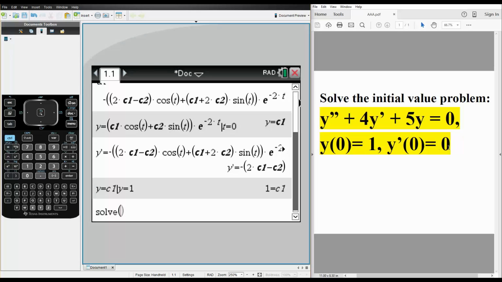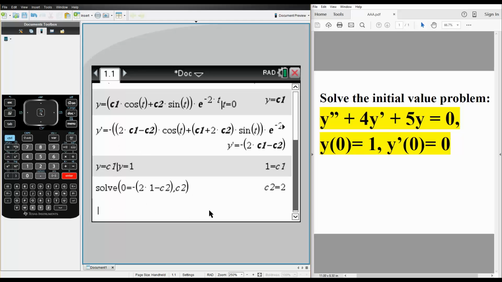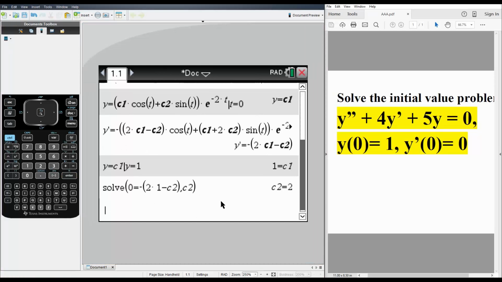For this, the answer is going to be 0. So we can say that 0 is equal to this equation right here. So it's going to be minus parentheses 2 times c1. C1 we know is 1, so we'll just write 1 here, minus c2. Like this, and then we write comma c2 because we want to get c2. Hit enter, and so the next thing that we need to do is go back to our original equation and plug in c1 is equal to 1 and c2 is equal to 2.